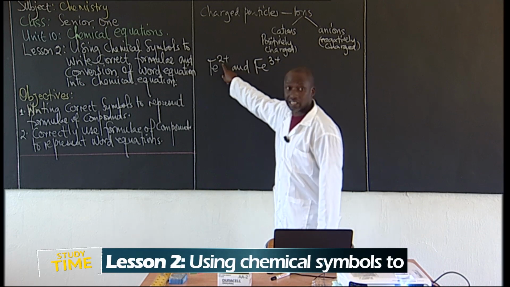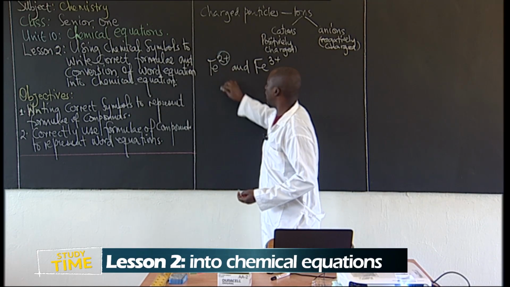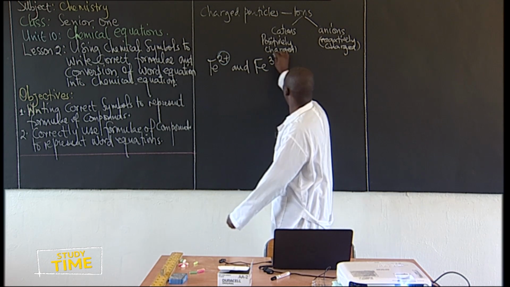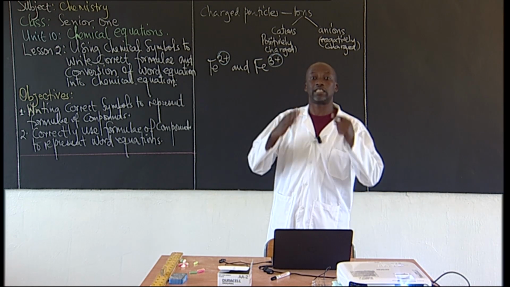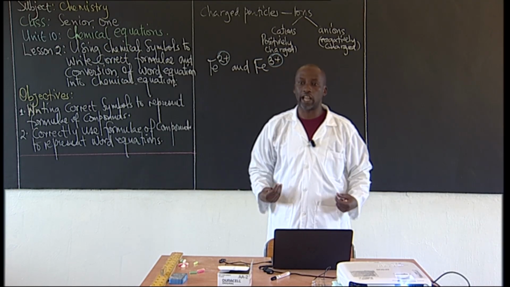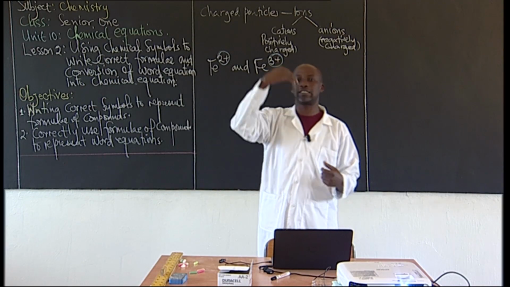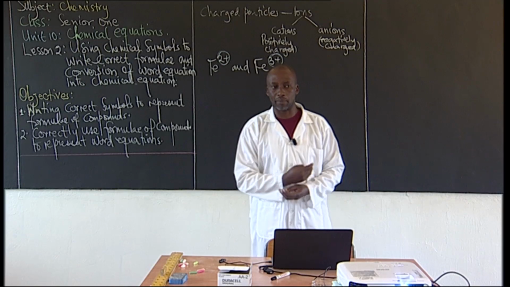So this one has a valence of 2. This is the valence of 2. And this one will have the valence of 3. So remember that there are some elements that have variable valences. So they have valences which are more than 1. So you need to remember that.